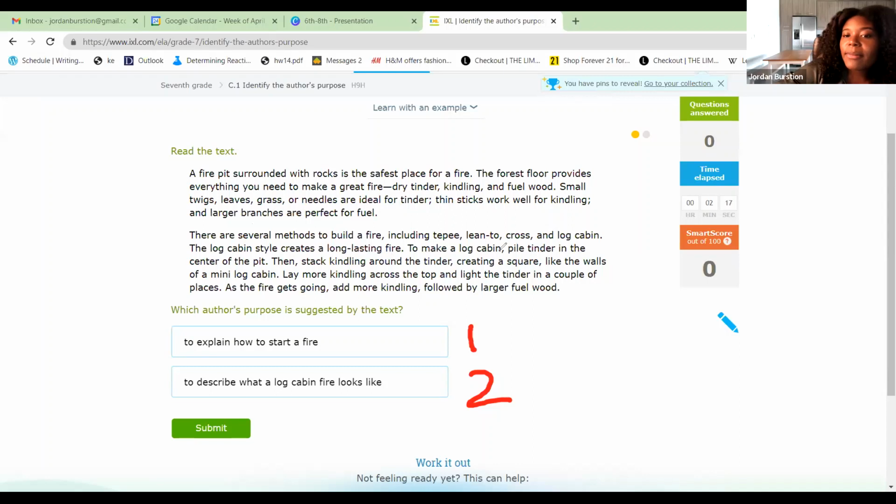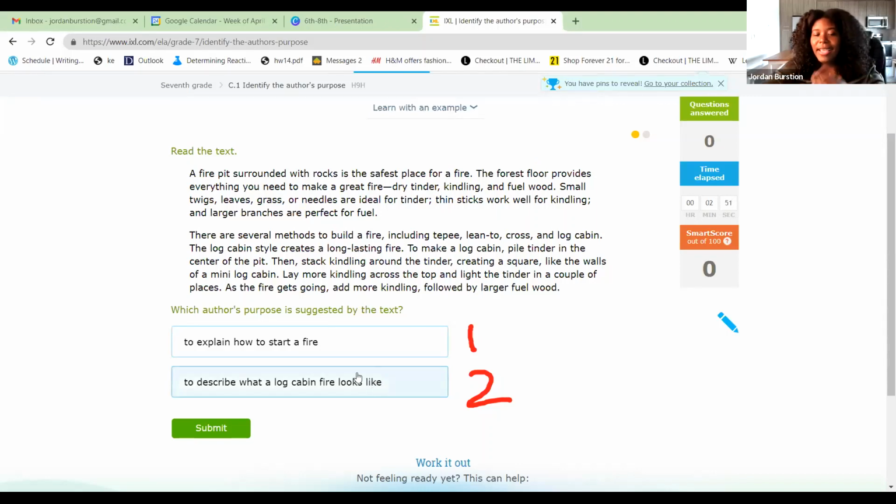To make a log cabin, pile tinder in the center of the pit, then stack kindling around the tinder, creating a square, like the walls of a mini log cabin. Lay more kindling across the top and light the tinder in a couple of places. As the fire gets going, add more kindling, followed by larger fuel wood. So what is the author's purpose as suggested by the text? To explain how to start a fire or to describe what a log cabin fire looks like?